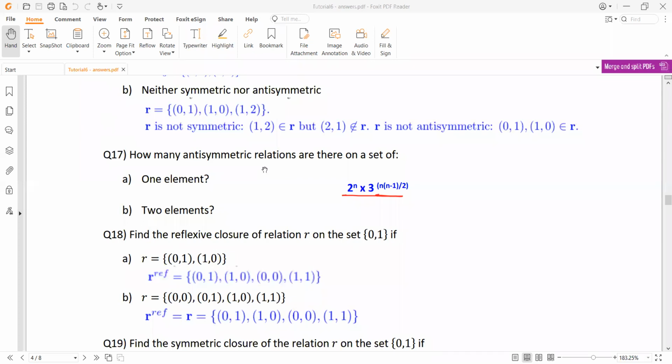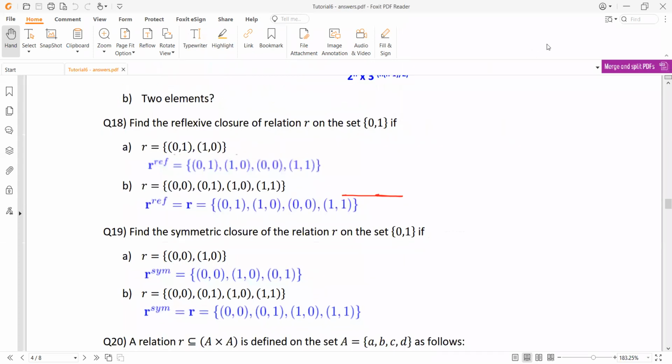Okay. So question number 18. Find the reflexive closure of relation R. But relation R works on a set of 0 and 1. Reflexive closure means I need to have every single element mapped to itself. So I'm gonna keep the two elements and add extra, which makes the new relation reflexive. I'm gonna add 0 goes to 0 and 1 goes to 1.